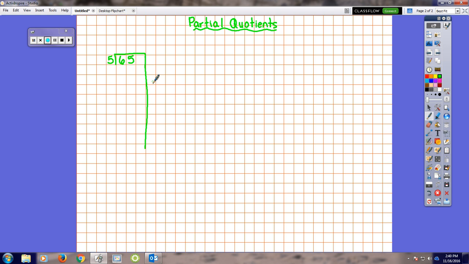When you first start a problem, you want to look at the numbers 10 and 100 to see which one of those is most reasonable for this 5 to divide into the 65. If I look at the 100 and I go 5 times 100, well, that's 500. That's not reasonable because that is way bigger than my 65. So I'm going to go with 10. I'm going to do 5 times 10, so I'm going to write my 10 over here. 5 times 10 is 50. So I'm going to put that there, and I'm going to subtract it.